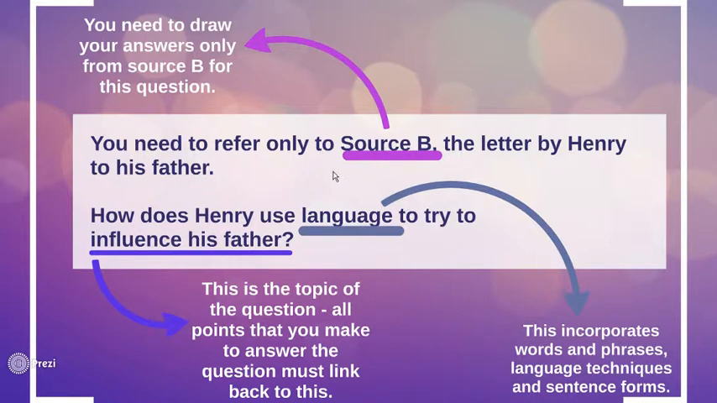Then it's important to note this idea of language, and hopefully it should be ingrained in your head by the time we get to the exam that it can mean words and phrases, language techniques, and also sentence forms. And then we've got arguably the most important bit of the question, which is to influence his father, because this is the question topic, and therefore every single point that you make, every single word you analyse, every single language technique you pick out, has to all lead back to how it shows Henry trying to influence his father. So everything needs to link back to that question topic.